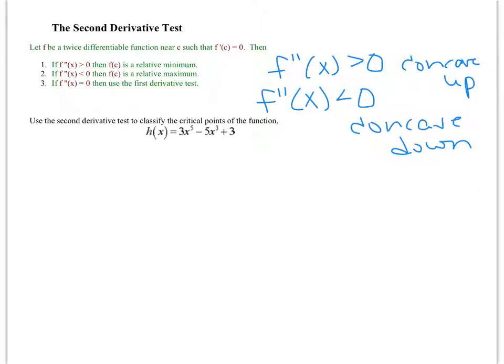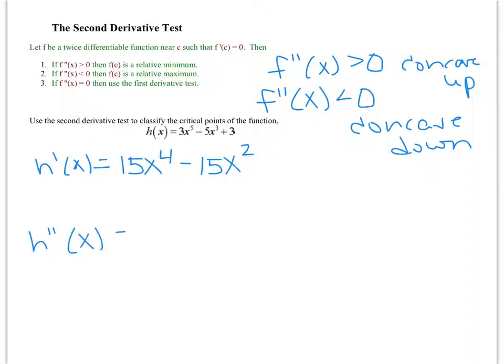So we have h of x equals 3x to the fifth minus 5x to the third plus 3. So I can find h prime of x. Using my power rule, I get 15x to the fourth minus 15x squared. And then I'm going to find h double prime of x. So this is 60x to the third minus 30x. Now I want to know where it's greater than 0 and less than 0. If the second derivative is equal to 0, it depends on what's happening with the first derivative.